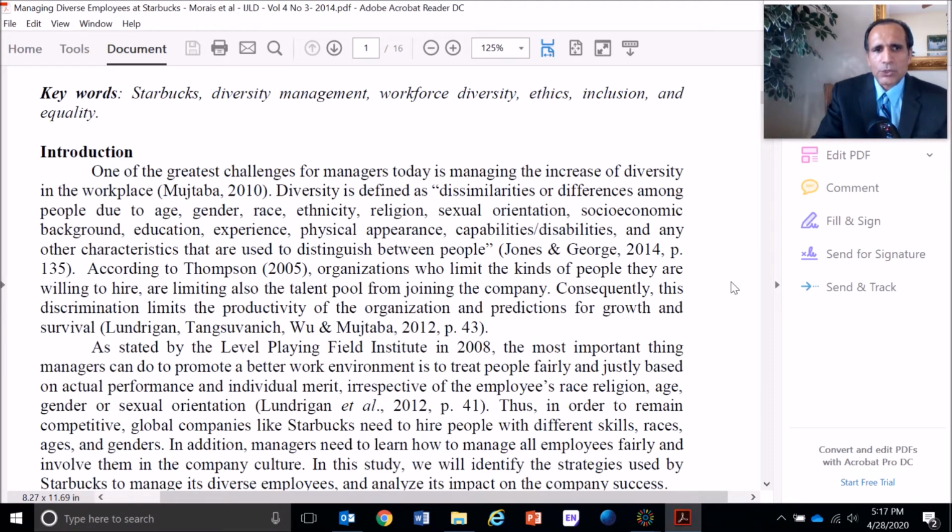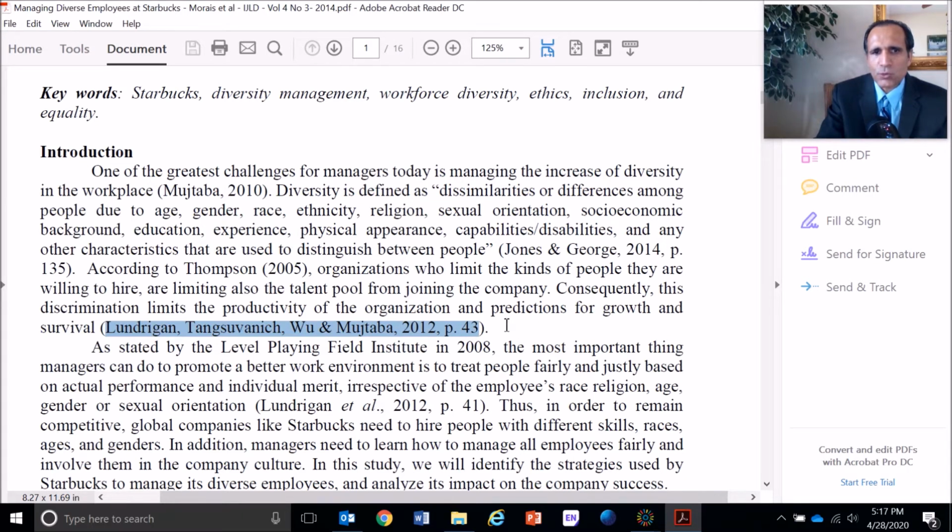And it continues to say that according to Thomson 2005, organizations who limit the kinds of people that they are willing to hire are also limiting the talent pool from joining the company. Consequently, this discrimination limits the productivity of the organization in predictions for growth and survival. Again, this final sentence in this paragraph is also supported by a reference.